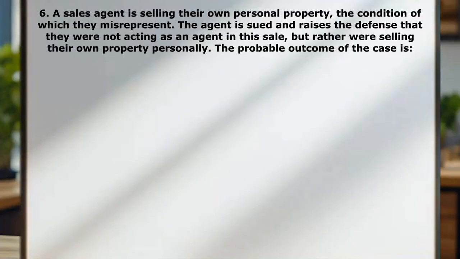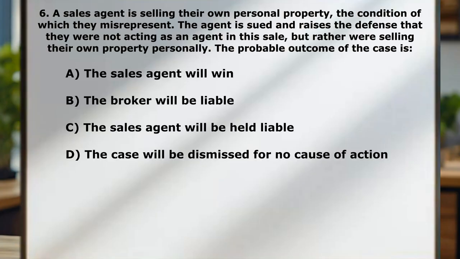Question number 6. A sales agent is selling their own personal property, the condition of which they misrepresent. The agent is sued and raises the defense that they were not acting as an agent in this sale, but rather were selling their own property personally. The probable outcome of the case is A, the sales agent will win. B, the broker will be liable. C, the sales agent will be held liable. D, the case will be dismissed for no cause of action.